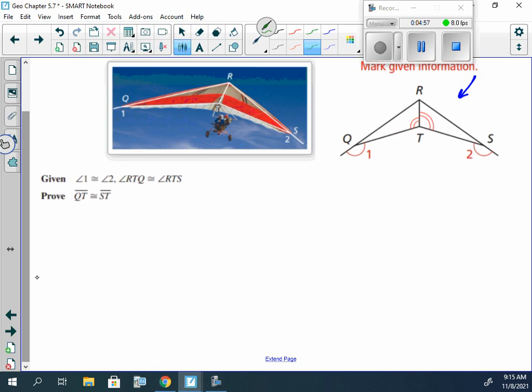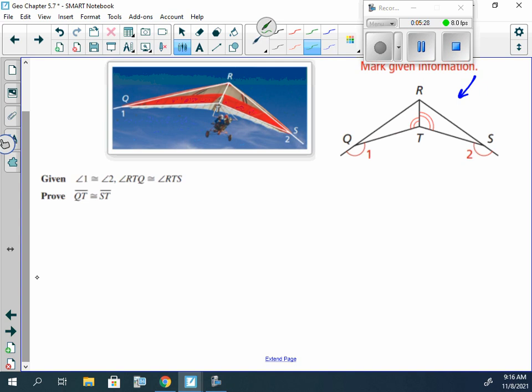What we want to know is that QT and ST. Are these two congruent? Can we say it? Well, we're not given any lengths or measures, and we haven't really been going over any way to measure those lines. But if we can say that these two triangles here are congruent, then we can say the parts are congruent as well.